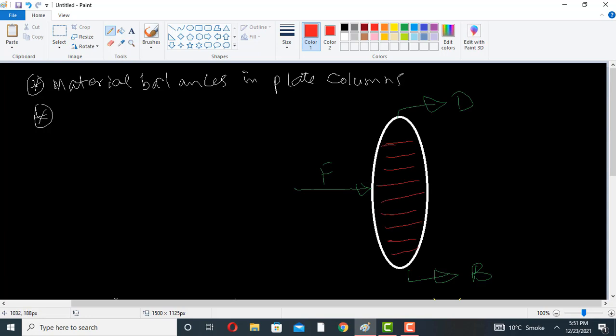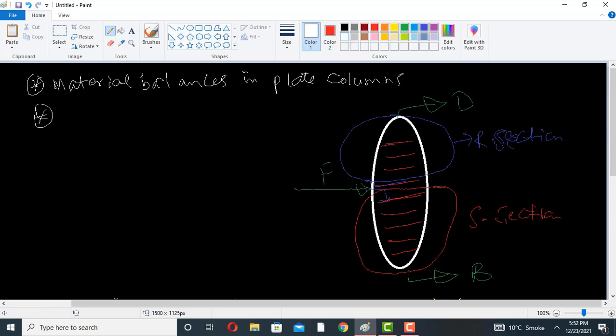Above the feed plate, we said that this section is called the rectifying section. And we said that below the feed plate, including the feed plate, this one, this section of the distillation column is called the stripping section.